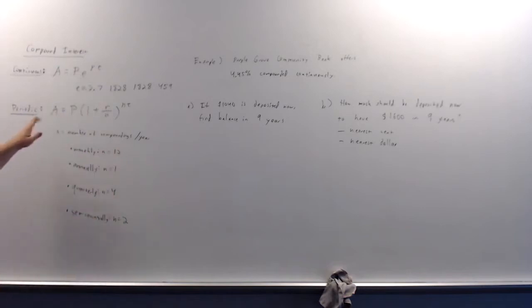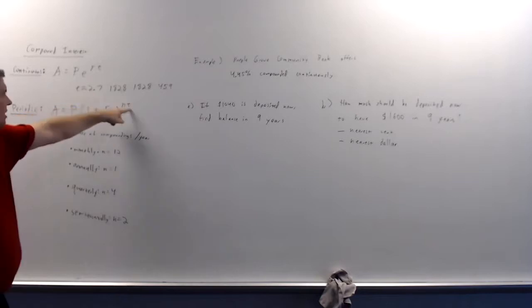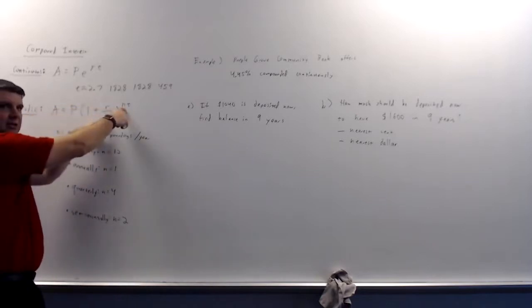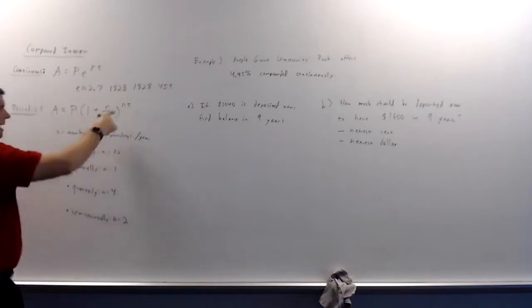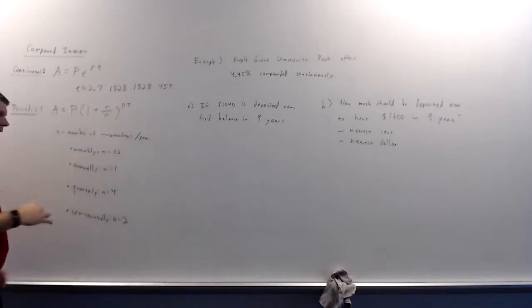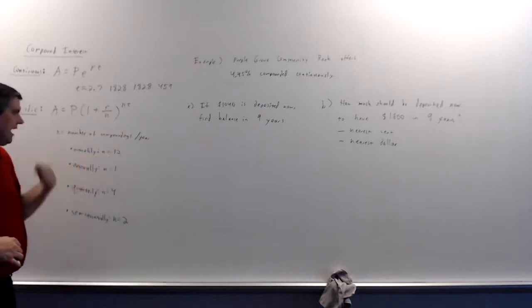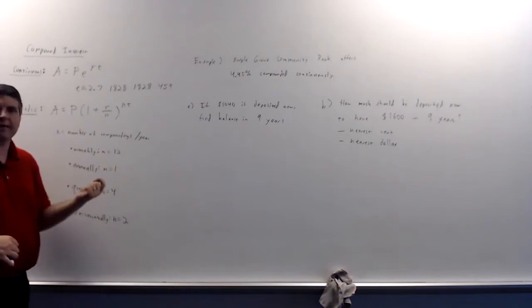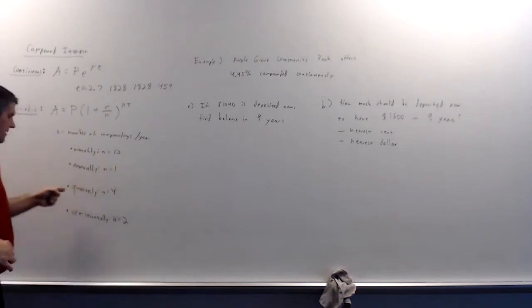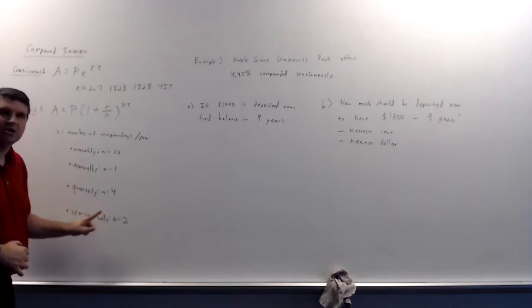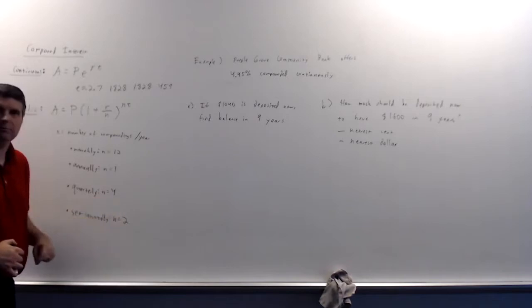For periodic, it's 1 plus the rate over n, raised to n times t, and t is still time. The n is what causes the most confusion because it's usually never given as a number. It's the number of compoundings per year. Now, if it says it's compounded monthly, there's 12 months in a year, so n would be 12. If it's compounded annually, there's only 1 per year, so n would be 1. If it's compounded quarterly, there's 4 quarters in a year, so n would be 4. And semi-annually, that's every half year, so that's twice a year.